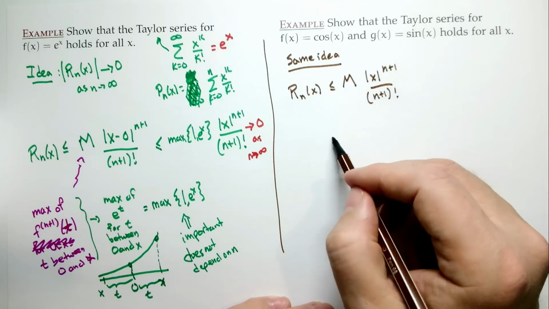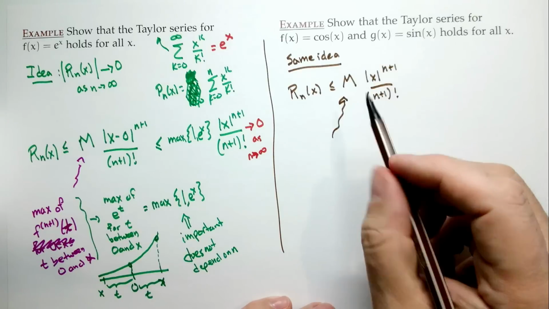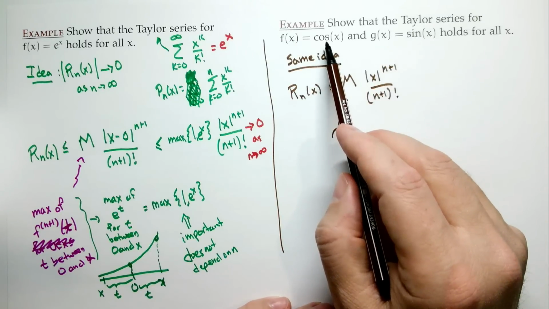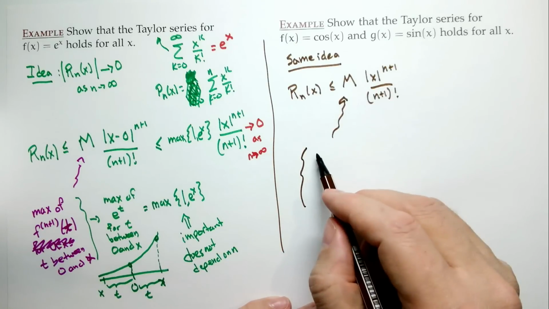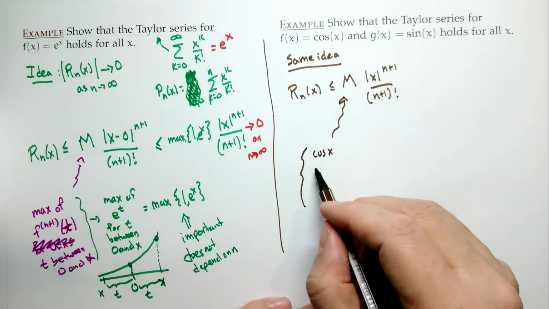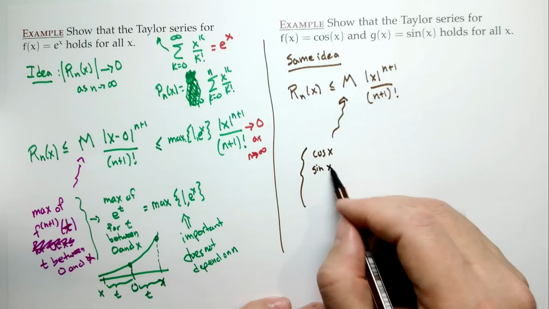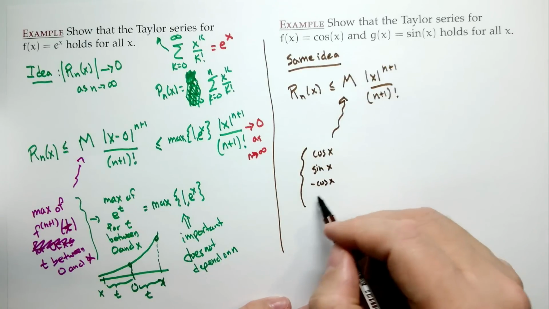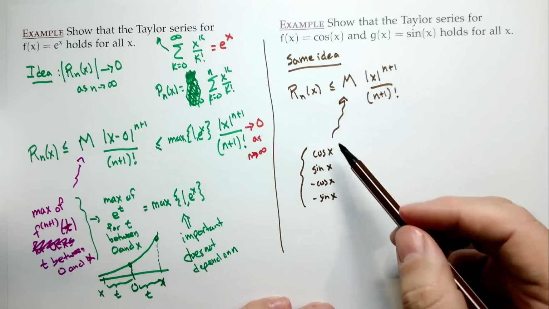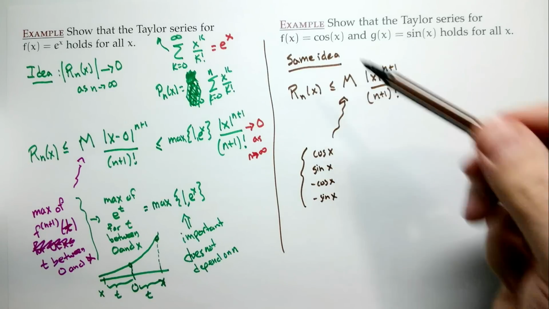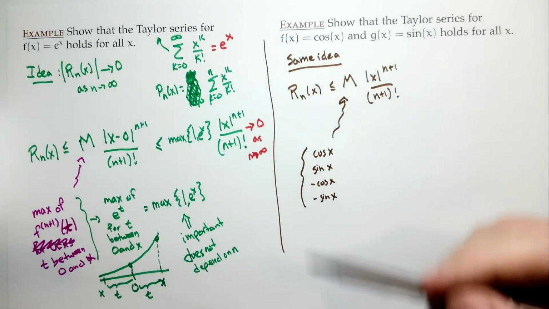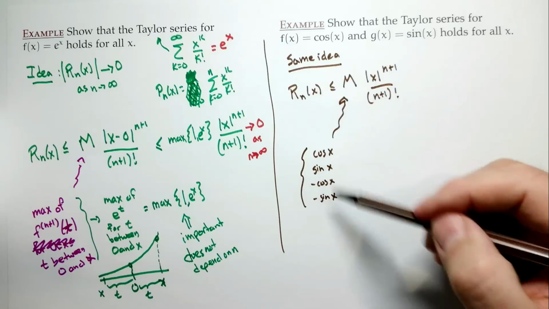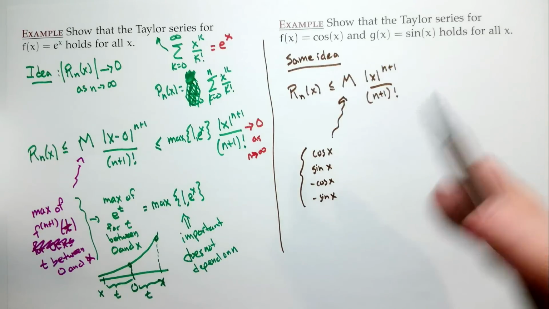Now, let's think about m. Well, regardless of whether I'm working with cosine or sine, our derivatives have one of the following four forms: cosine, sine, negative cosine, negative sine. Those are the four possible derivatives that we're going to see when we take derivatives of either the cosine function or the sine function. They alternate among these four. Not in this order, by the way. This is kind of a strange, erratic order.